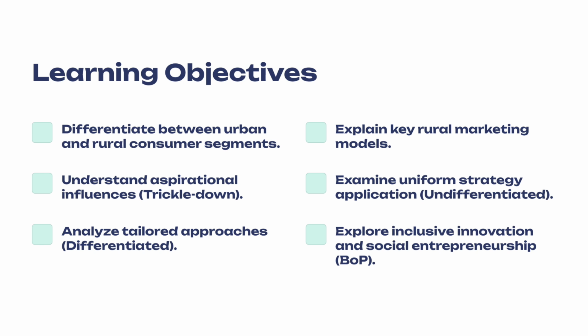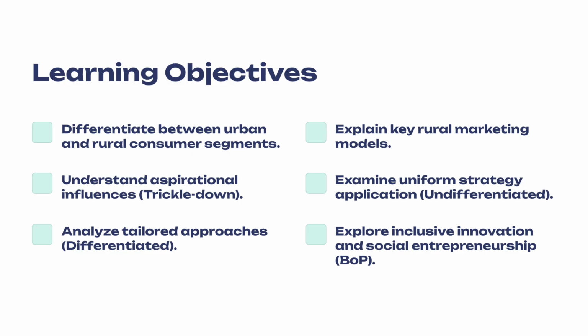After completing this session, you should be able to, first, differentiate between rural and urban consumer segment by analyzing the key demographic patterns in India. Second, explain the core rural marketing models, namely the trickle down, undifferentiated, differentiated and bottom of the pyramid approaches. Third, understand how the trickle down model works, especially how rural market gradually adopts urban consumption trends.